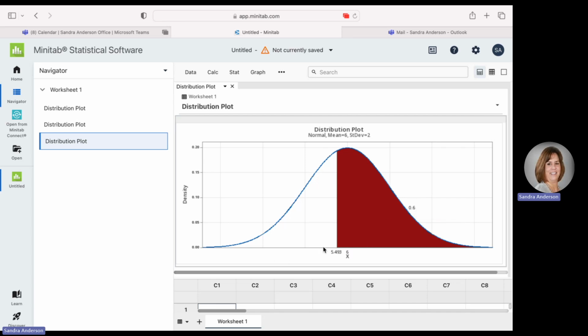So again, probability is always going to be up here on the curve and represented by the red. And your X value, or whatever you're looking for, in this case the number of minutes it takes to find a parking space, is 5.493. Again, make sure that you read the graph properly.